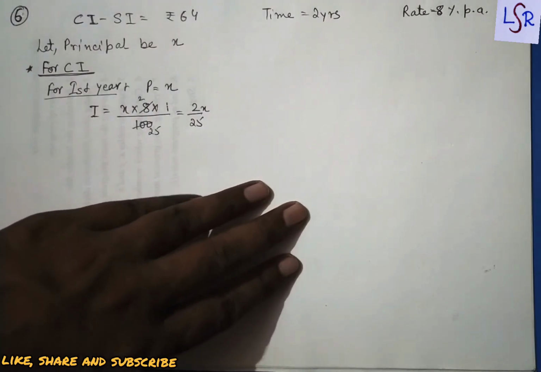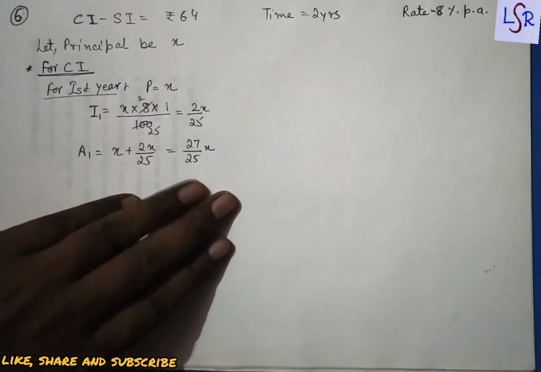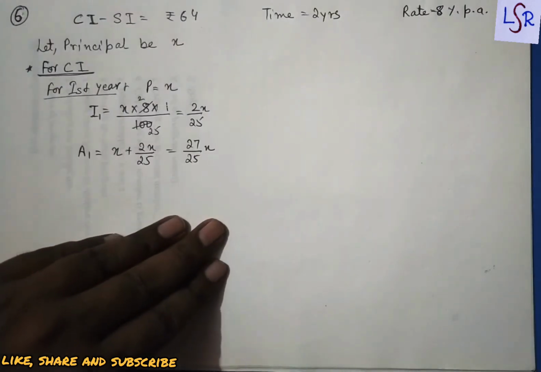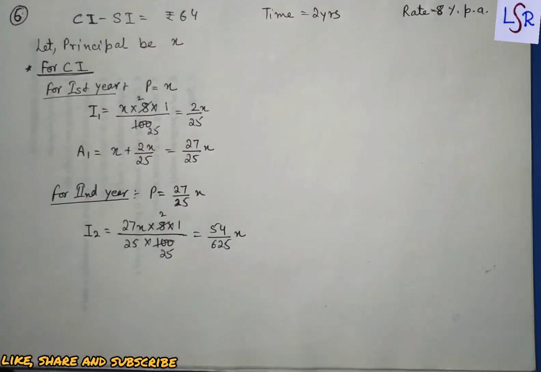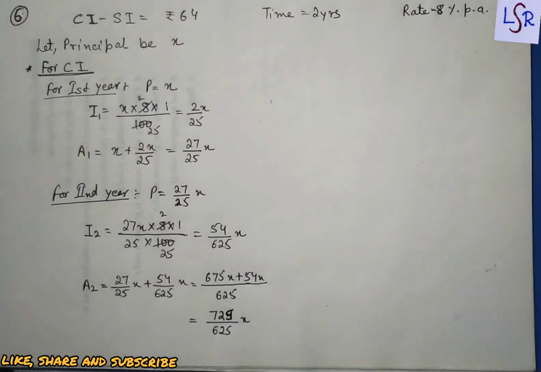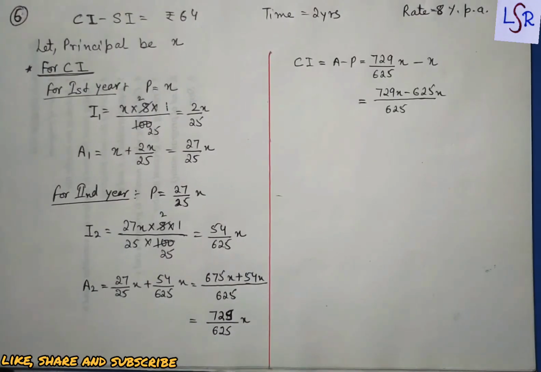Now the amount is 27 upon 25 x, which is the principal for the second year. And here we got the interest for the second year as 54 upon 625 x. Now the amount, and we get the amount as 729 upon 625 x. Now the CI will be 729x upon 625 minus x, and on taking LCM we have got this. Now the CI is 104 upon 625 x.